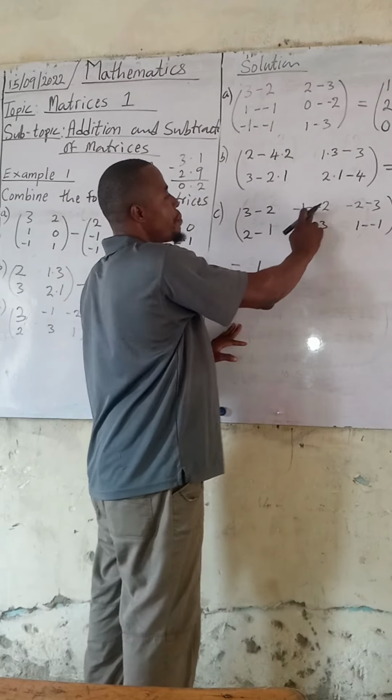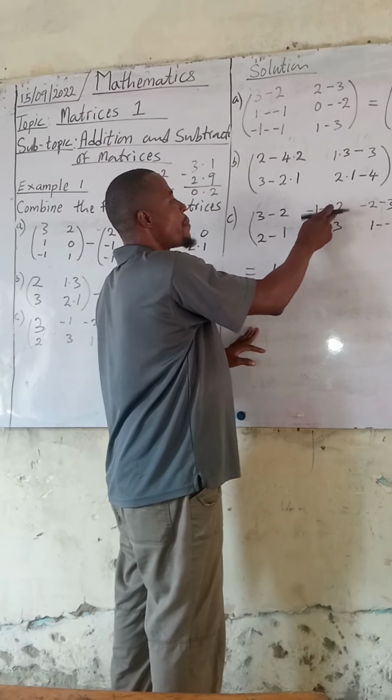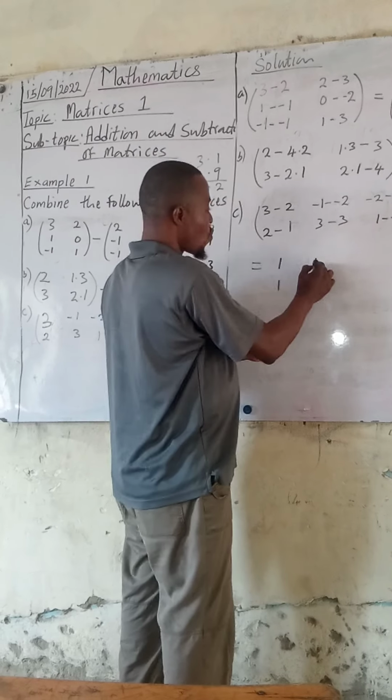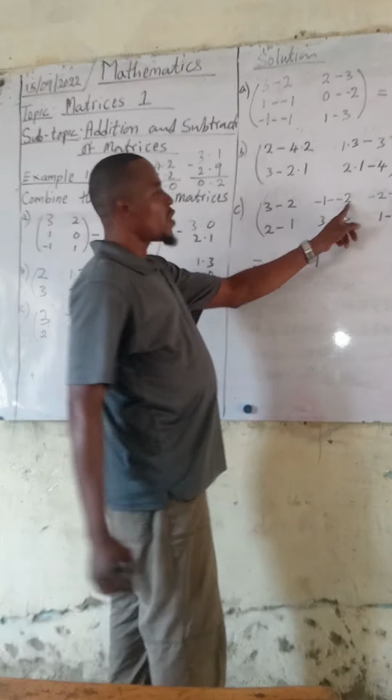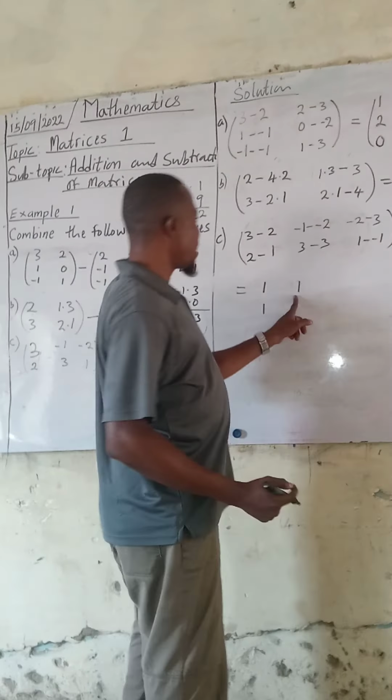Here now, minus times minus will give us plus. So minus 1 plus 2. Minus 1 plus 2 will give us 1. You have 2 naira with you, you are owing 1 naira. If you pay 1 naira out of 2 naira, you have 1 naira left.